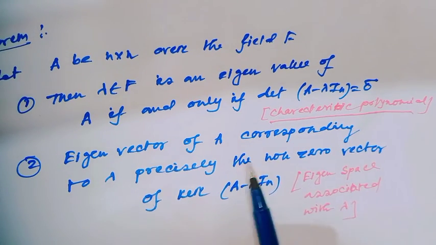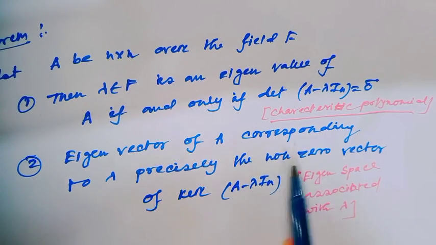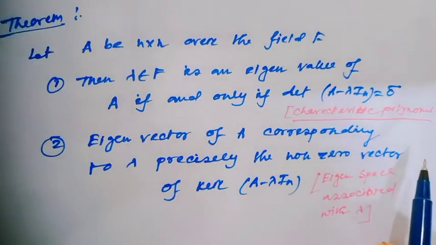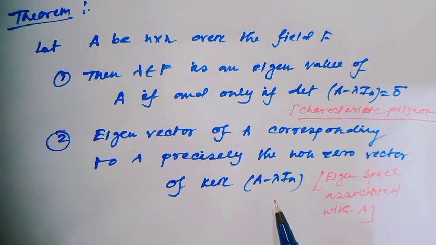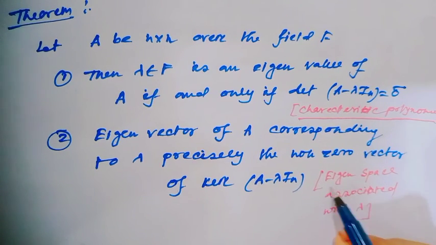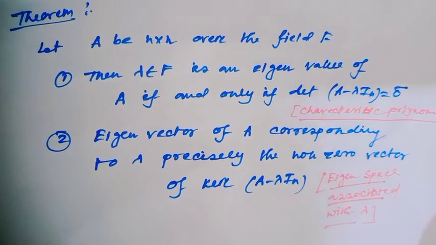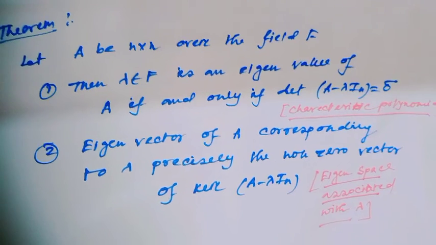And the eigenvector of A corresponding to lambda is precisely the non-zero vector of the kernel of A minus lambda In. And this is actually called the eigenspace associated with lambda. Are you getting? I will stop here.